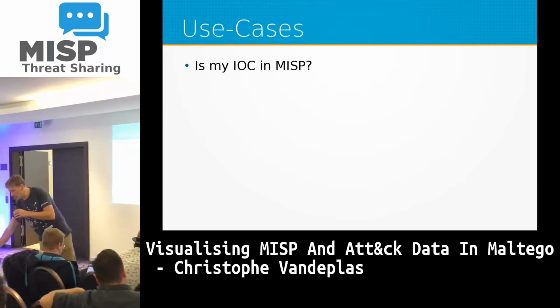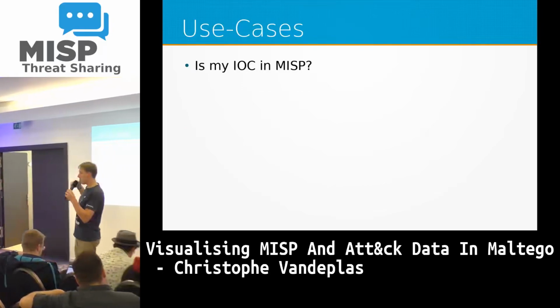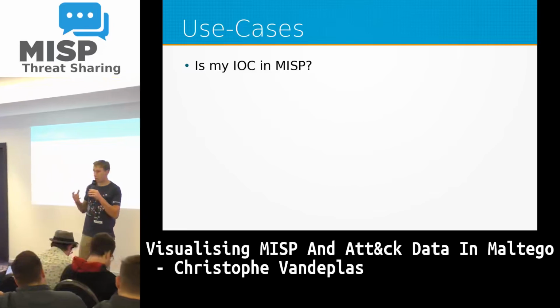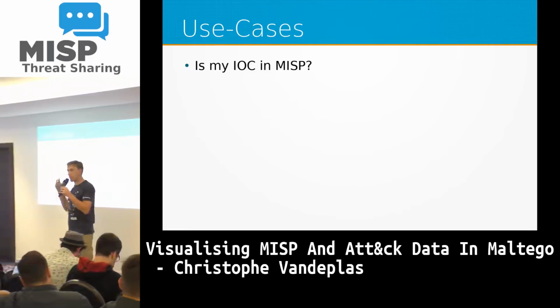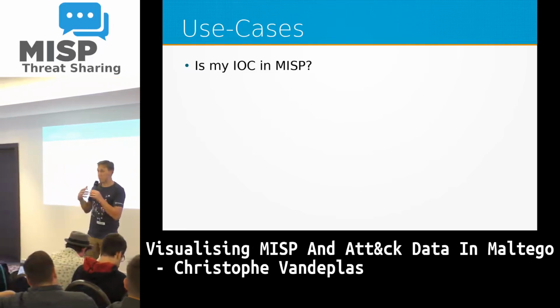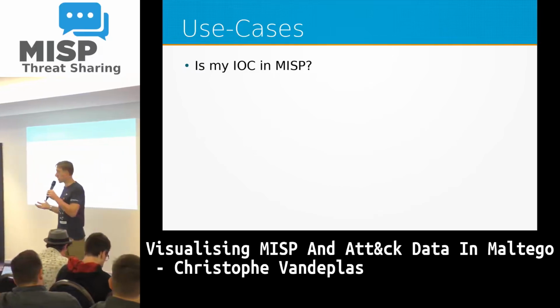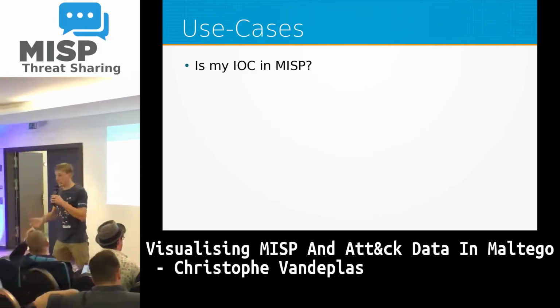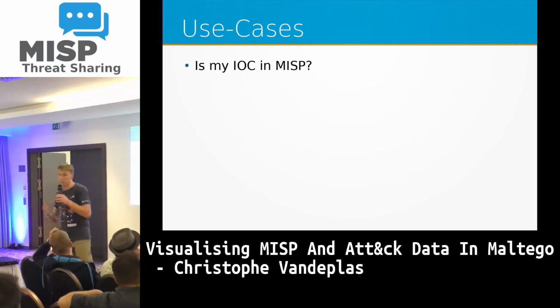What about the use cases? Let's say you're in your data visualization tool and you want to know, okay, here I have an IP, I have a checksum or something. Is it something I already know? That's one of the questions you ask. You can start looking at other data sources, VT or others, but is it something I know? So you would like to know, is it in MISP or not?